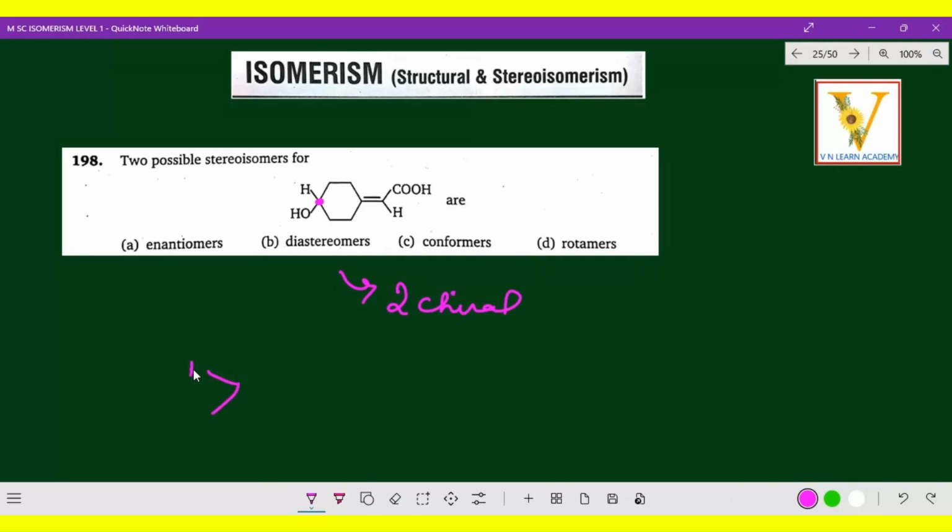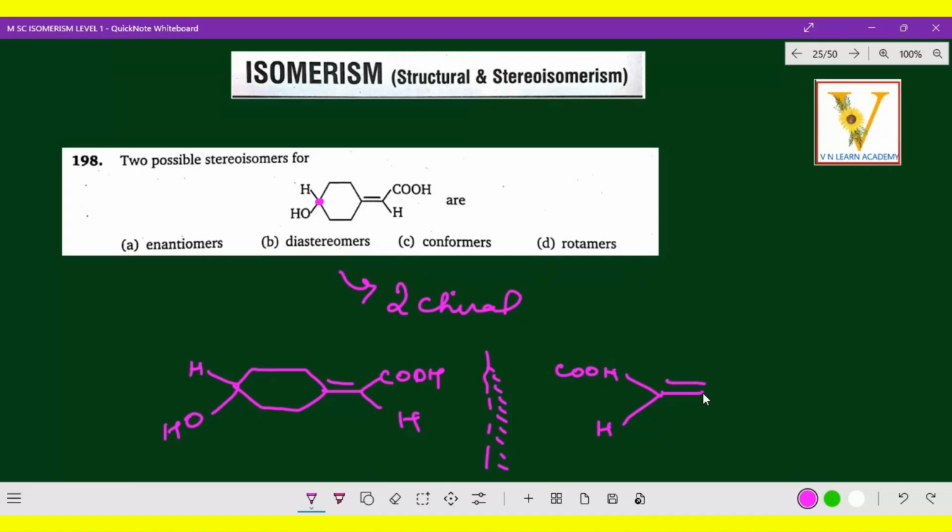So here hydrogen, here OH, and this side cyclohexane, right? Here a double bond, here COOH, and this side hydrogen, right? The same way, because enantiomers are non-superimposable mirror images, the same here: this side COOH, here hydrogen, here the double bond, and this side cyclohexane connected with HOH, right? So this is a non-superimposable mirror image, with only one chiral center on this side. So this is actually enantiomers.